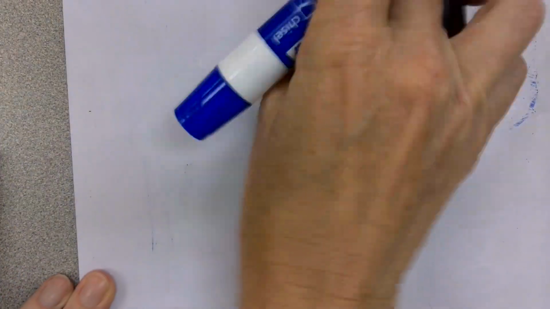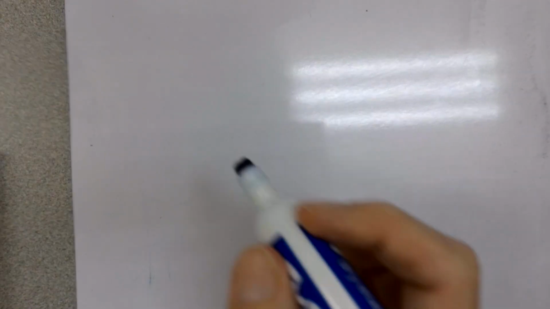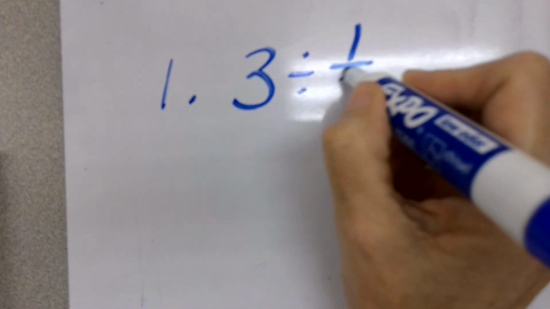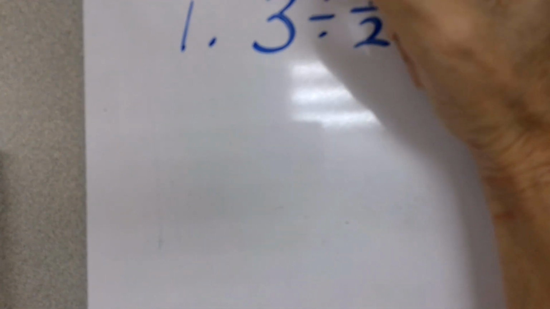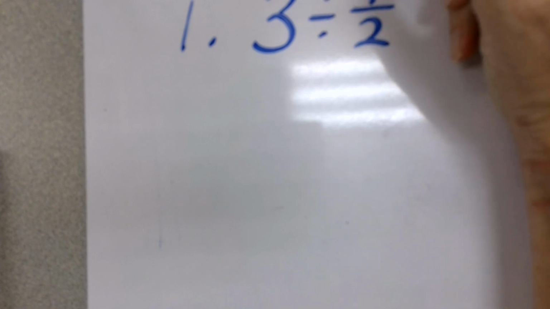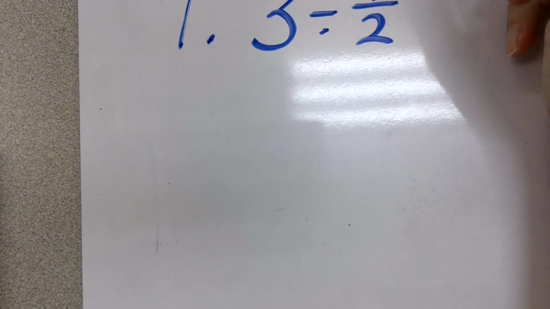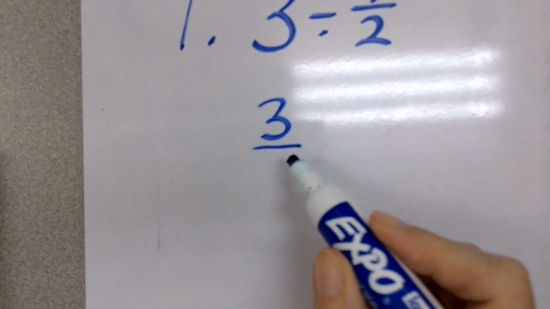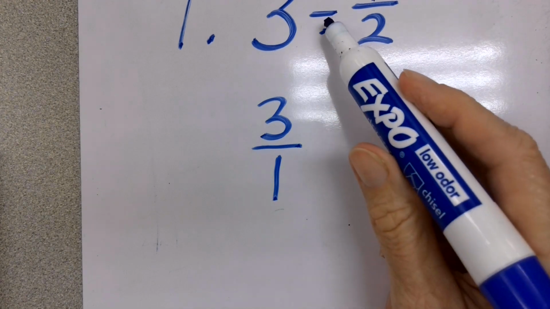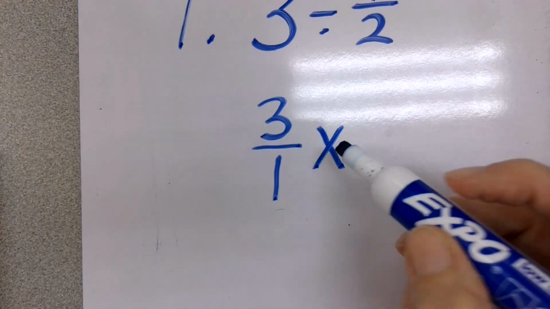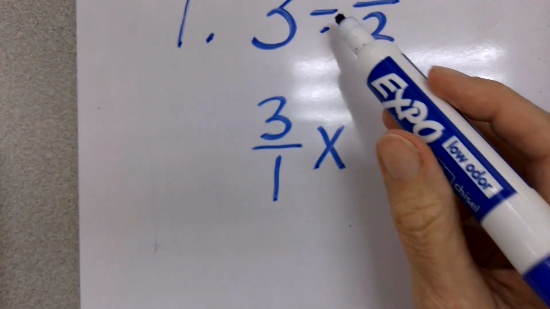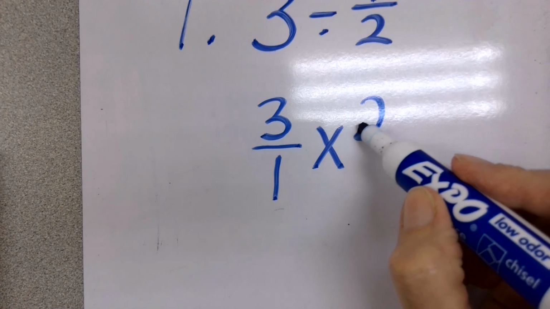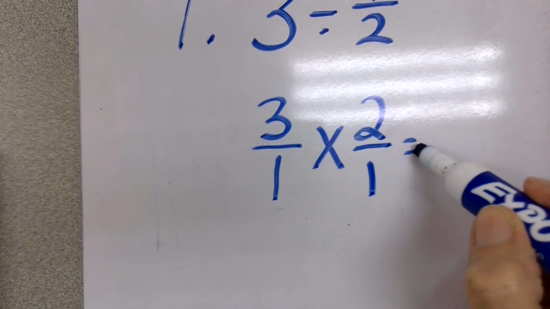Let's look at number 1 in your book. Remembering our keep, change, flip. Number 1 says 3 divided by 1/2. All right, we're going to keep, change and flip. So we're going to keep the 3 as a whole number, which means we put a 1 under it. We're going to change our division sign to a multiplication sign, always back and forth between these two. It's always going to change to multiplication. And we're going to flip the 2 and the 1 around, where now the 2 is on top and the 1's on the bottom.